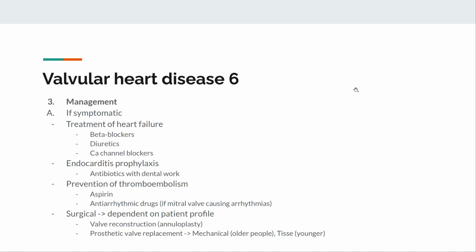So we've got valve reconstruction, which is called annuloplasty, and we've also got a prosthetic valve replacement. The thing to remember is that a mechanical valve is used in older people and a tissue valve is used in younger people. The reason is that a mechanical valve requires warfarin to be administered with it, and warfarin is quite a potent drug in itself, and it can cause many side effects. A younger patient would have to be on this for life if they got a mechanical valve, so that's why we don't give younger patients mechanical valves. We opt for a tissue option when we can, and replace it about every 10 or so years.